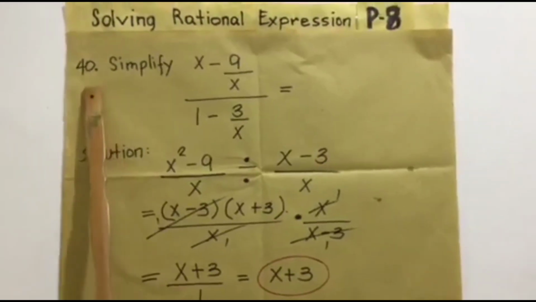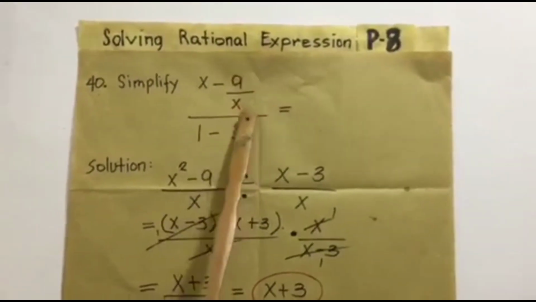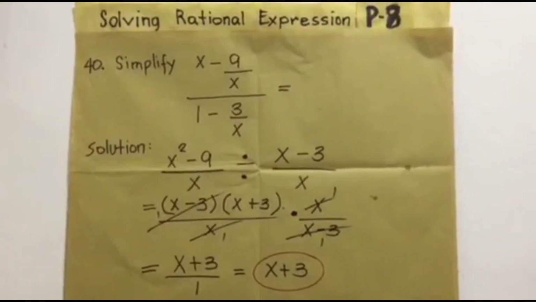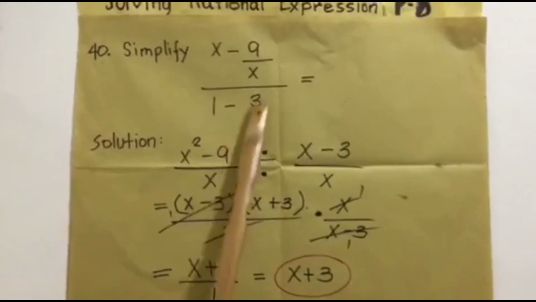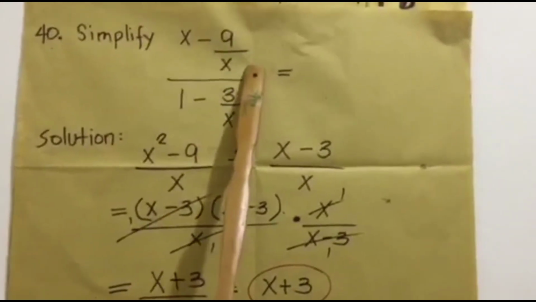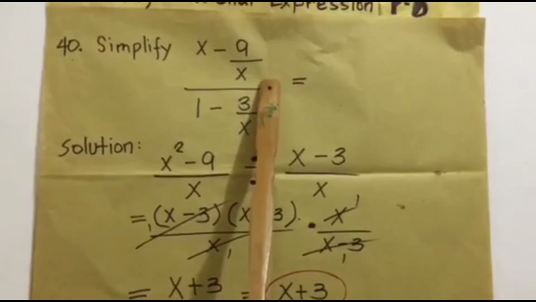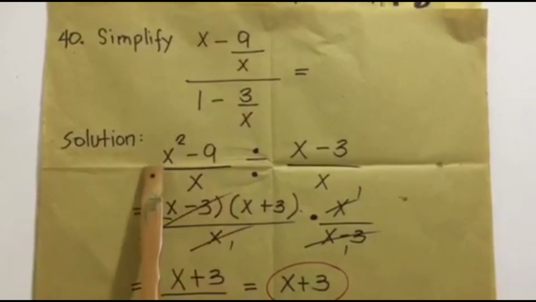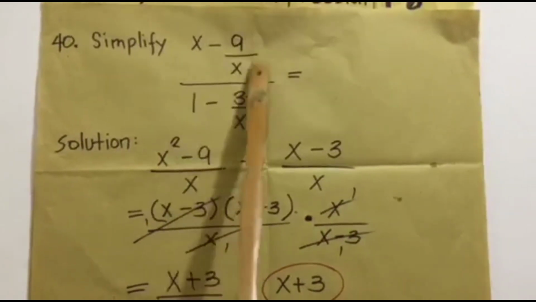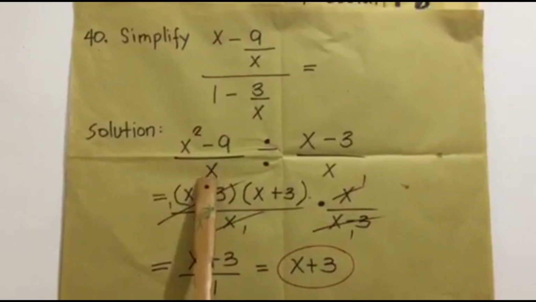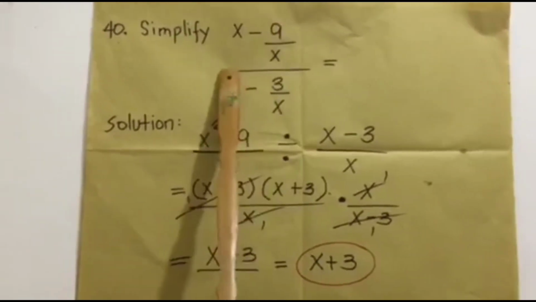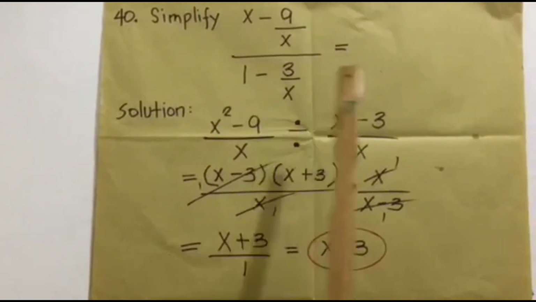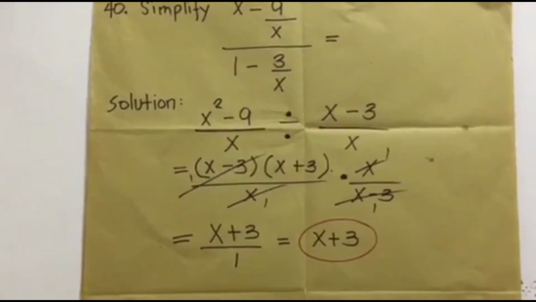Okay guys, we are now in number 40. Simplify x minus 9 over x divided by 1 minus 3 over x. So our first solution is we're going to arrange first the numerator. So we're going to multiply this first. x times x equals x squared, then minus 9 over x. Then this division line, we just write the same symbol.